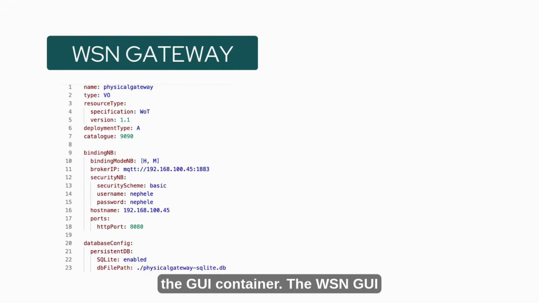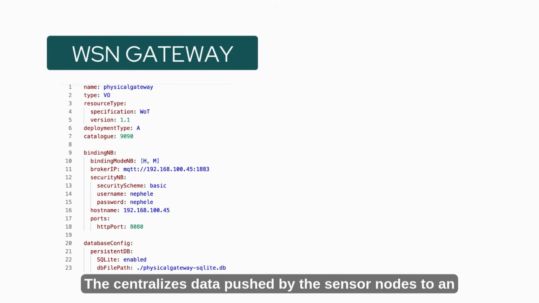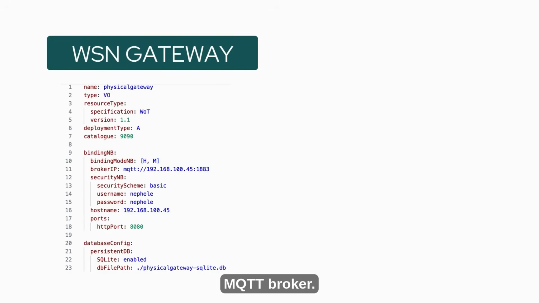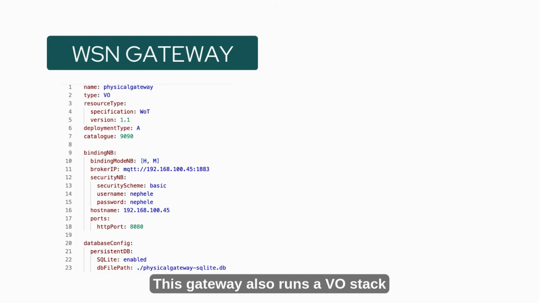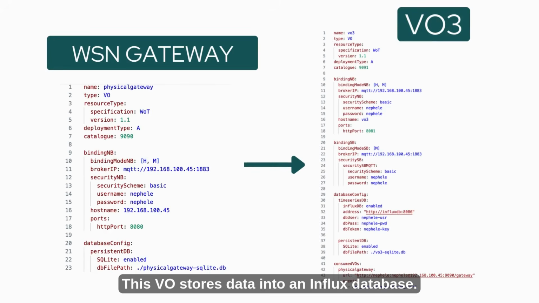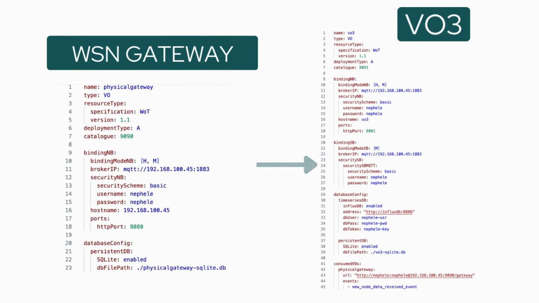The WSN gateway centralizes data pushed by the sensor nodes to an MQTT broker. This gateway also runs a VO stack service to send events to its VO. This VO stores data into an InfluxDB database. The VO is also consumed through HTTP by the WSN Planner and Controller API.